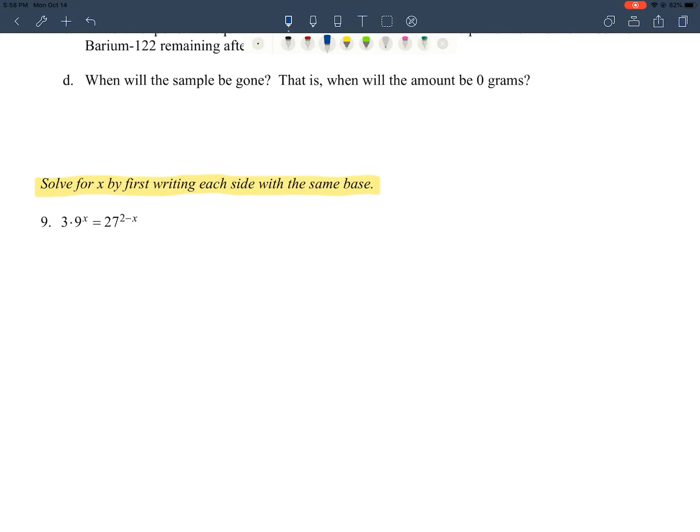Here we go. First part here, we have 3 times 9 to the power of x equals 27 raised to the power of 2 minus x. Well, when you think about 3, 9, and 27, they can all be written as 3 to some power, right? 3 is like 3 to the first, 9 is like 3 squared, and 27 is 3 to the third. So let's take this and rewrite these.